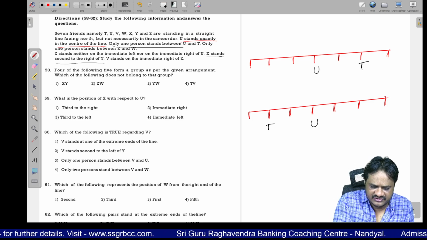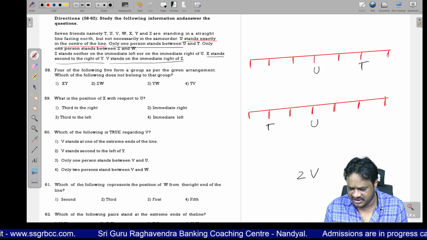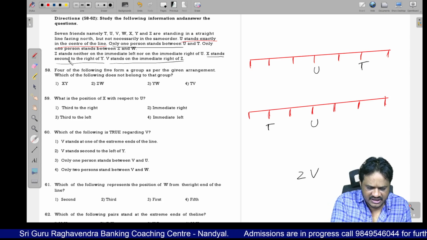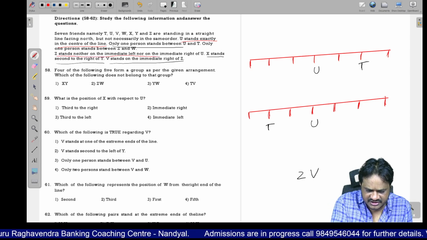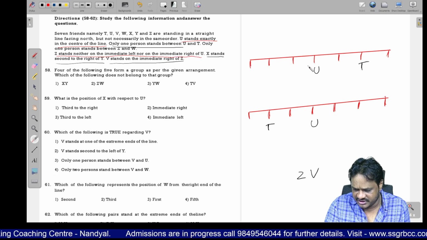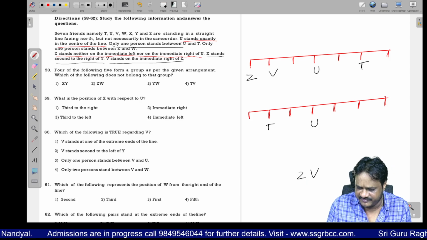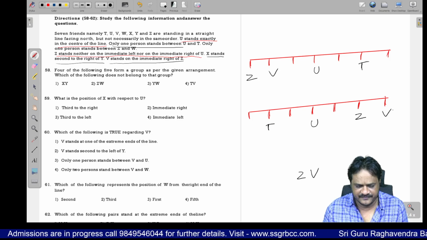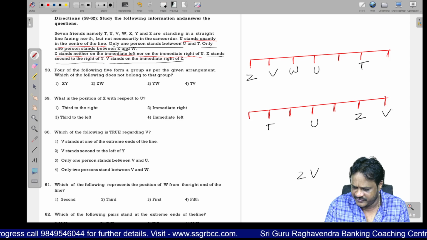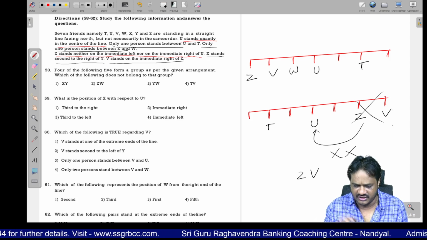X is standing second to the right of Y. V is on the immediate right of Z. And the next one, Z stands neither to the immediate left nor to the immediate right of U. So Z will not come in these two places. But wherever you are writing Z, immediate next it should be V. Now Z V. Then there is only one person between Z and W. There is one person between Z and W. This you can't write. So this is definitely wrong.